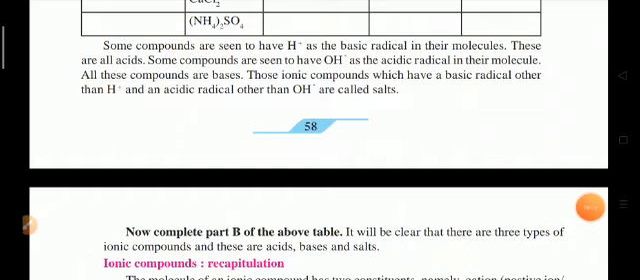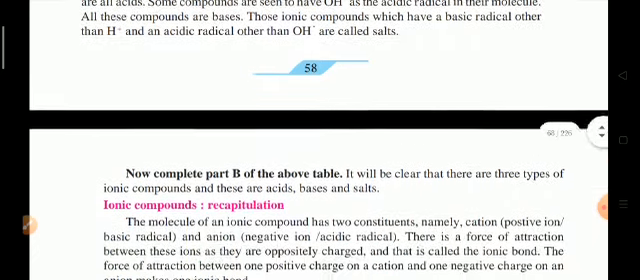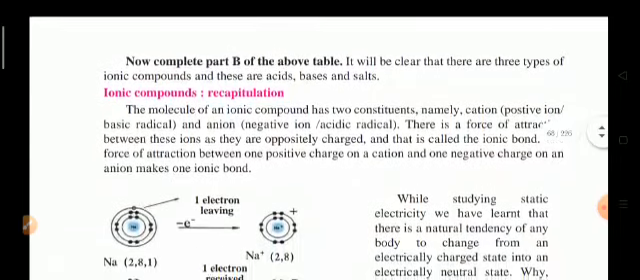What actually are acids and bases? Some compounds are seen to have H+ as the basic radical in their molecules. These are called acids, whereas compounds that have OH- as the acidic radical in their molecule are bases. Any compounds which have a basic radical other than H+ and an acid radical other than OH- are called salts. Now, what are ionic compounds?